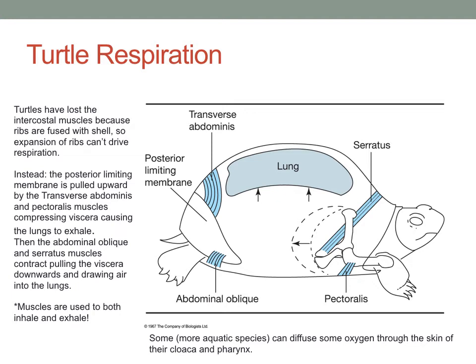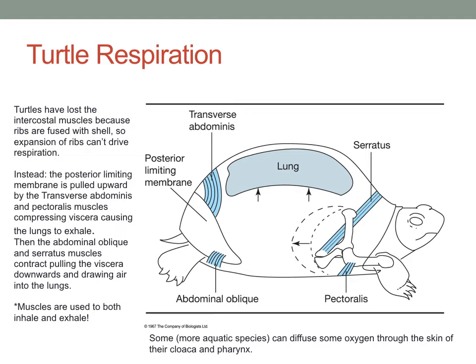And then to inhale, gravity helps a little bit, but basically the turtle flexes the abdominal oblique and serratus muscles, which pull the viscera back down, and here's where the gravity helps a little bit, and this draws oxygen back into the lungs. What this means, though, is that for every part of its respiration, turtles need to flex a muscle.